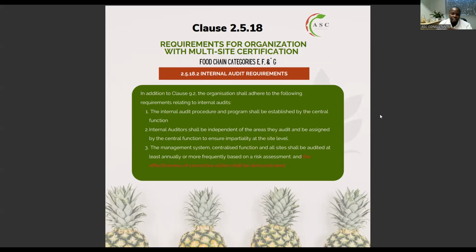And also the management system, centralized function, and all sites shall be audited at least annually or more frequently based on the risk assessment, and effectiveness of corrective action shall be demonstrated.